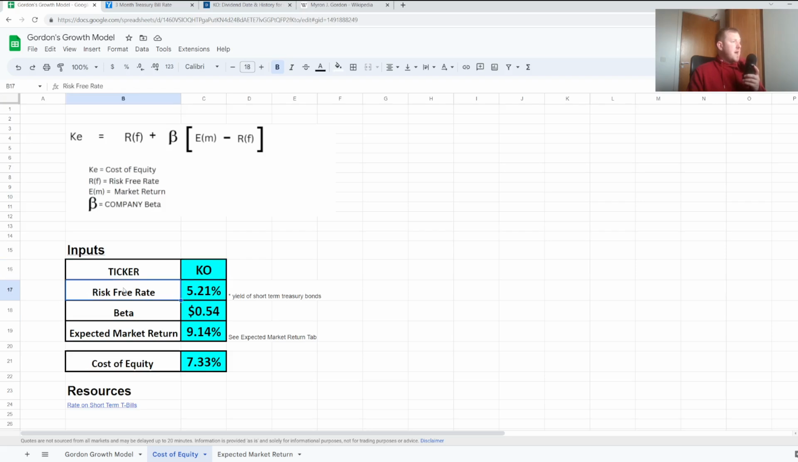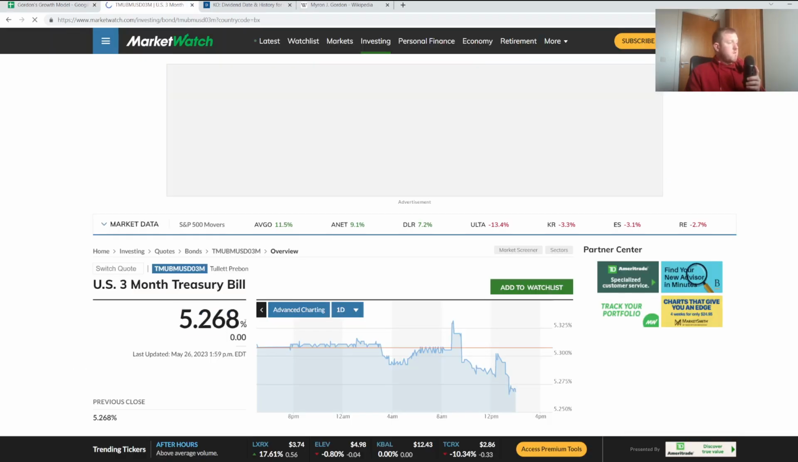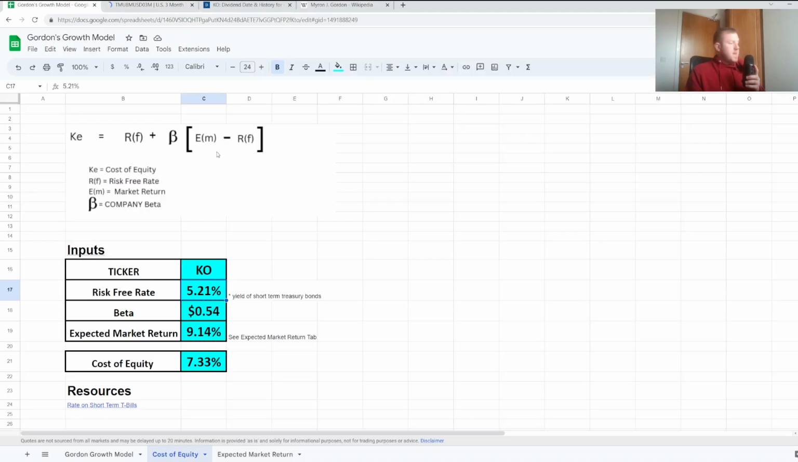Then you're going to have to add in the risk-free rate of return on the market at the moment. So what I've used as a proxy for that is the yield on 3-month treasury bonds. The current rate on 3-month US Treasury bills is 5.27%. That has changed slightly since I last updated my calculator here, so I'll just update to 5.27.